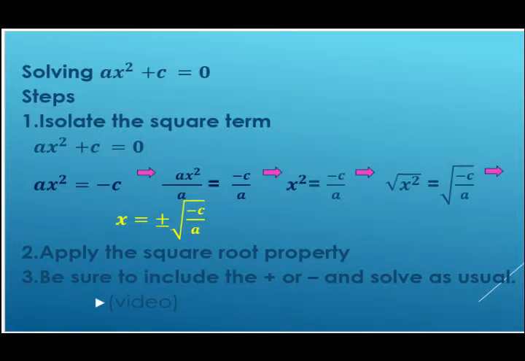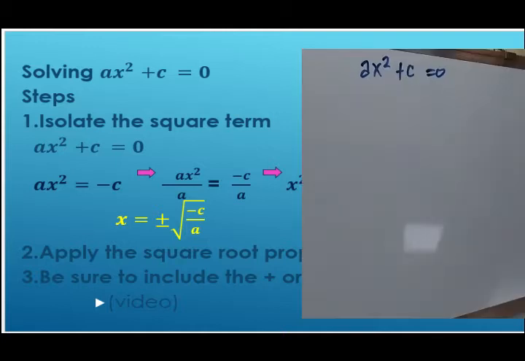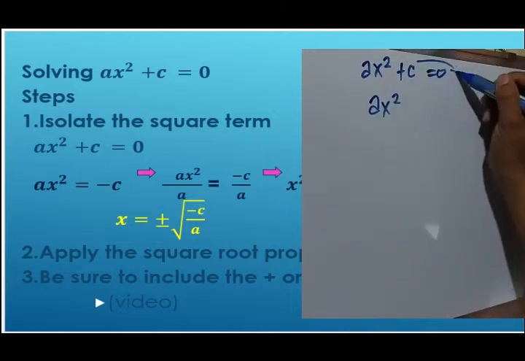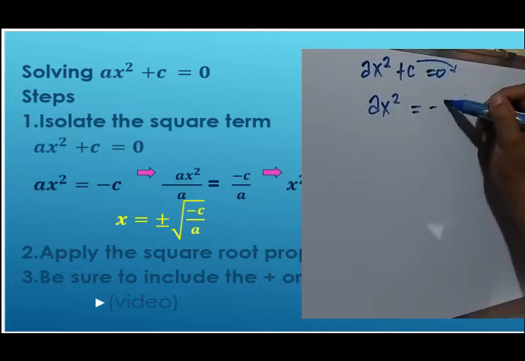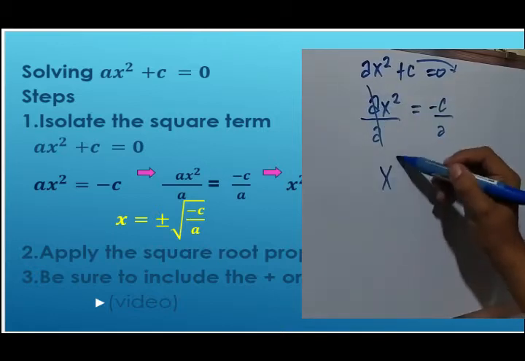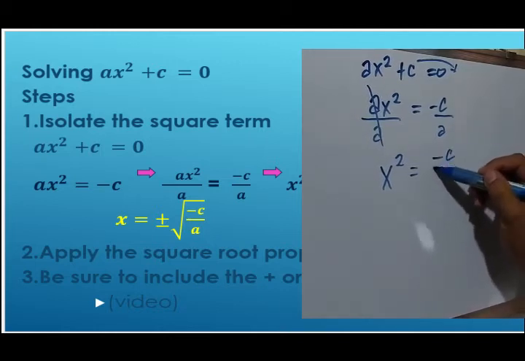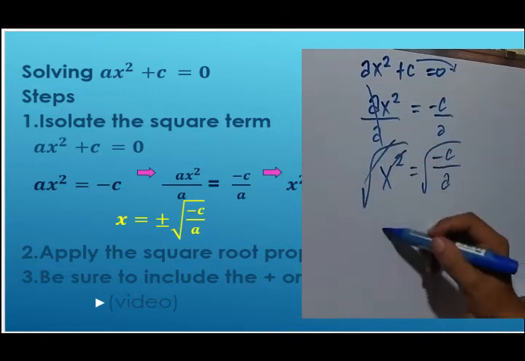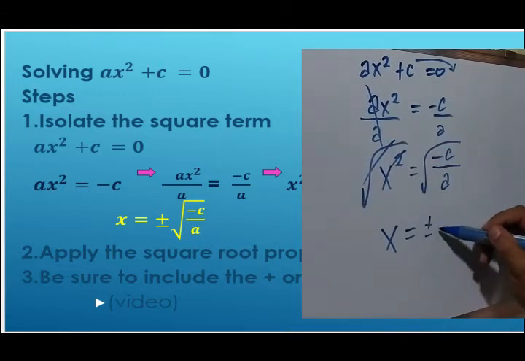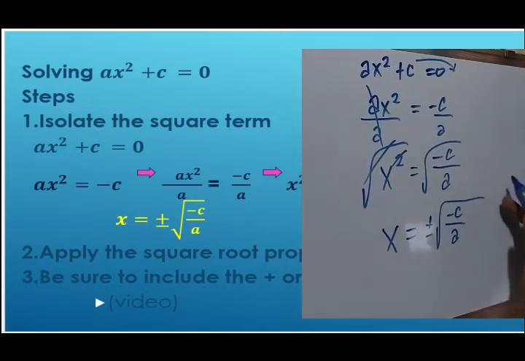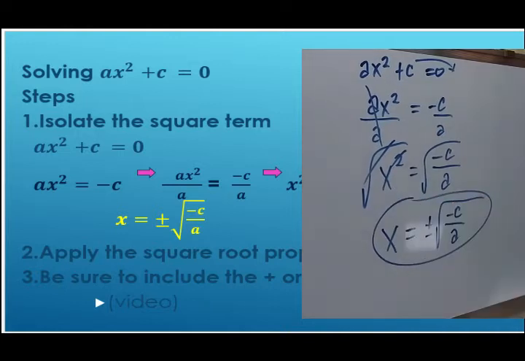Now, in solving a quadratic equation in the form ax squared plus c is equal to 0, you have to isolate first the square term. That is, ax squared plus c is equal to 0 becomes ax squared is equal to negative c. Solving further, we divide both sides by a. We now have x squared is equal to negative c over a. Then apply the square root property, extracting the square root of both sides. We have x is equal to positive negative square root of negative c over a. Make sure to include the positive and negative signs.